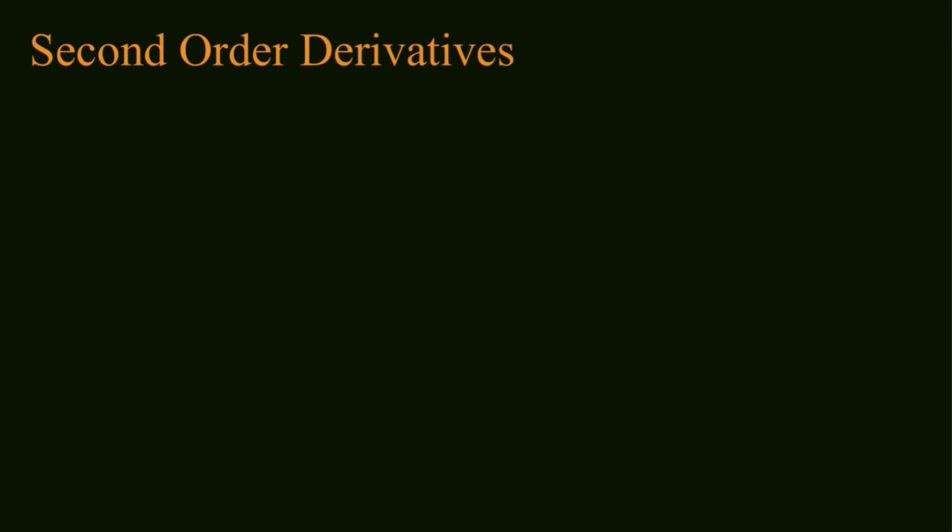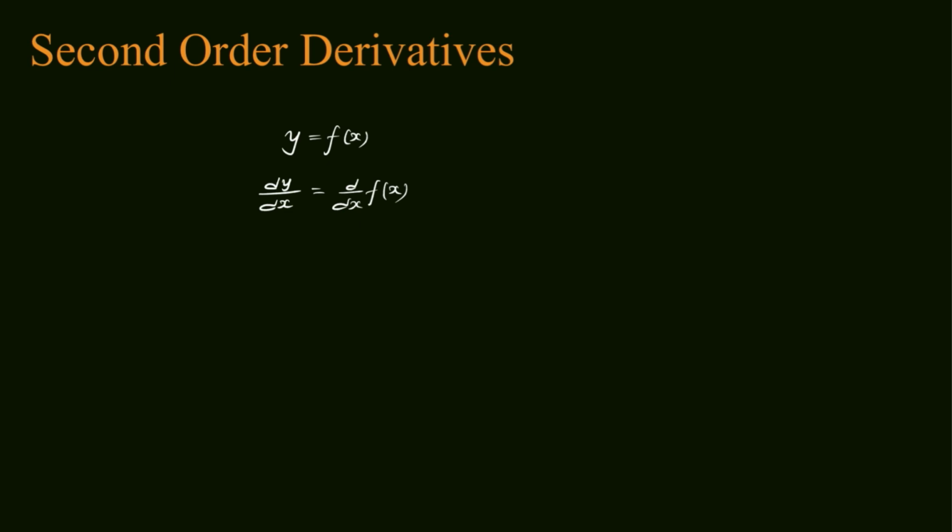Hello, welcome back. Today we will learn about second order derivatives. So second order derivatives means we have to differentiate a given function two times. For example, if there is a y which is a function of x, and I have to differentiate this first, then we will differentiate both sides with respect to x, that is d/dx of y will be equal to d/dx of f(x).